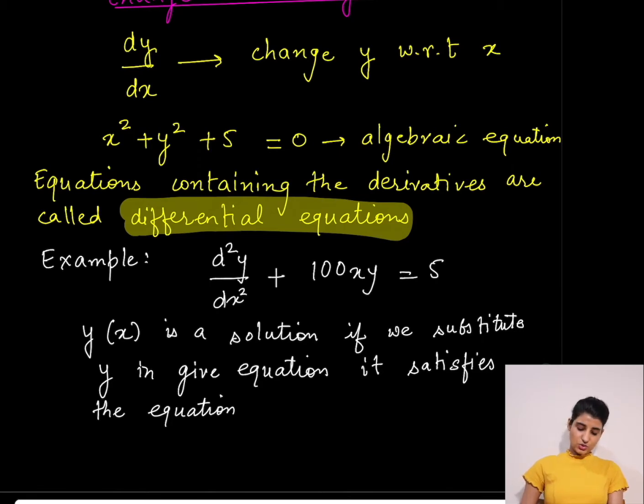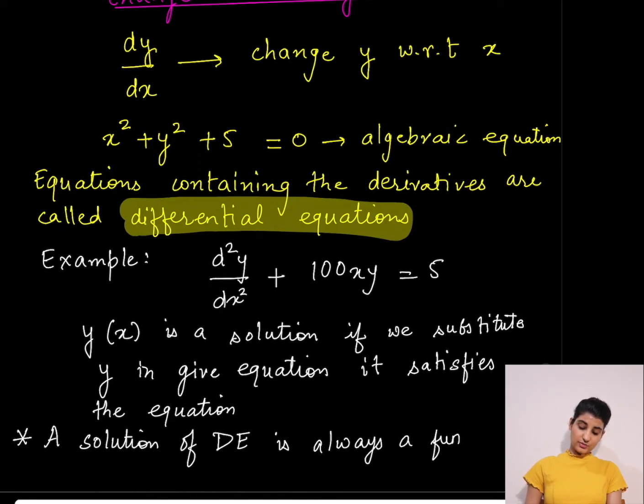The thing you need to remember here is that a solution of a DE, by DE we will denote differential equation, is always a function. It can be a constant function, but it's always a function in terms of the independent variable. Here the independent variable is x, so y will be in terms of x.